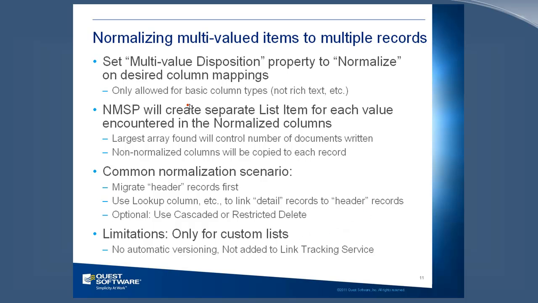Now, some limitations. First of all, this is only allowed for certain column types. You can't normalize based on a rich text field or generated documents and so on. It's actually only for custom lists, so you can't do this in a document library at all. And you can't use certain features of our tool that depend on knowing what the one and only document ID is, one SharePoint document to one notes document, such as our automatic versioning, which I'll mention later today, and our link tracking service. We turn those things off if you do normalization, because we can't link to multiple documents. We can only link to one document. So hopefully that will make sense.